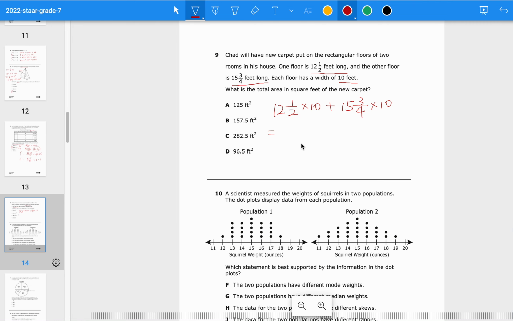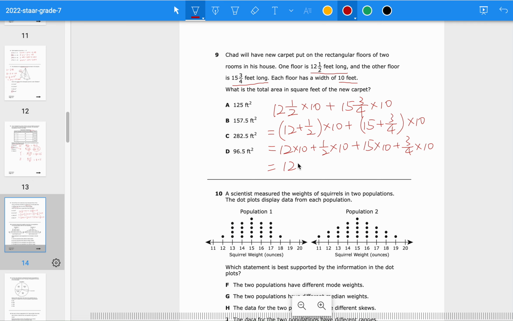The way I prefer to use is I'm going to split this fraction into a whole number and a fraction. So that would be 12 plus 1.5 multiplied by 10 plus 15 plus 3/4 multiplied by 10. So you can have 12 times 10 plus 1.5 times 10 plus 15 times 10 plus 3/4 times 10. It may look like a lot of writing here, but when you're doing the calculation, you can see this way is a lot easier to calculate.